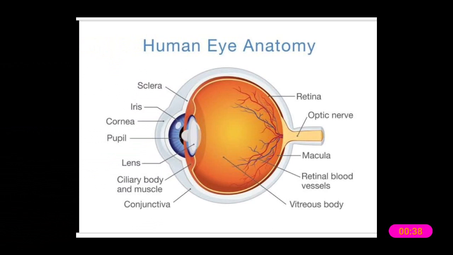Human eye anatomy: sclera, iris, cornea, pupil, lens, ciliary body and muscles, conjunctiva, retina, optic nerve, macula, retinal blood vessels, vitreous body. Okay, now let us learn about eye functions.